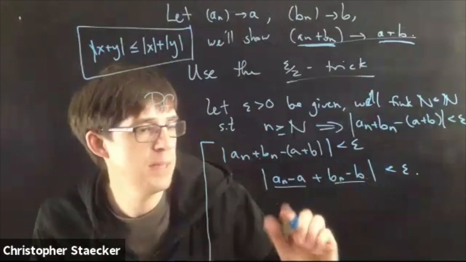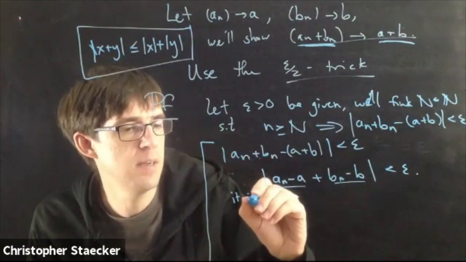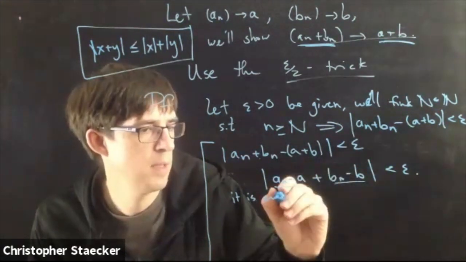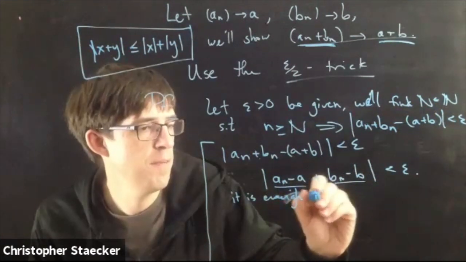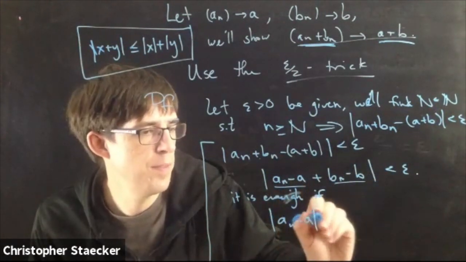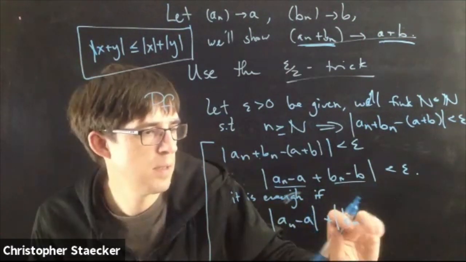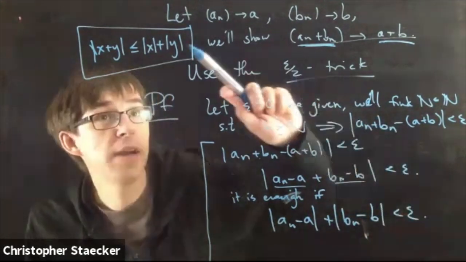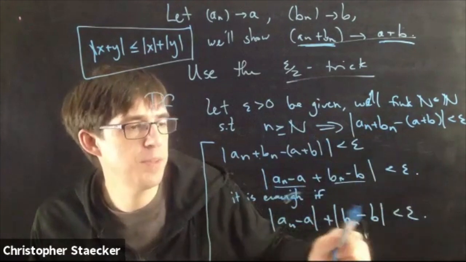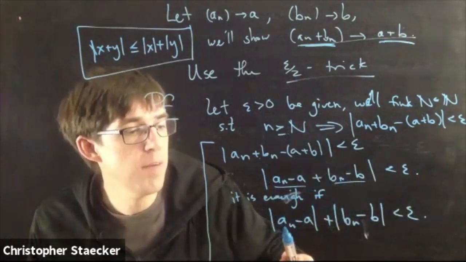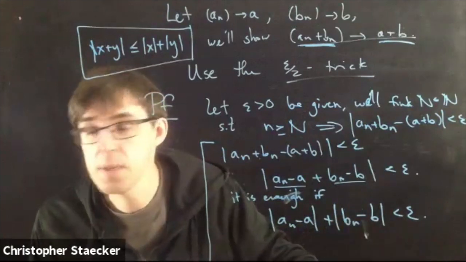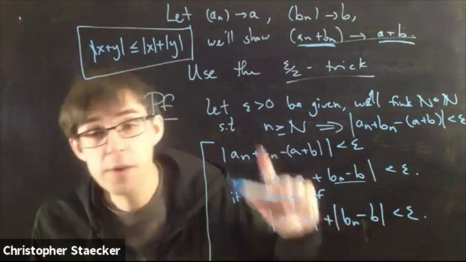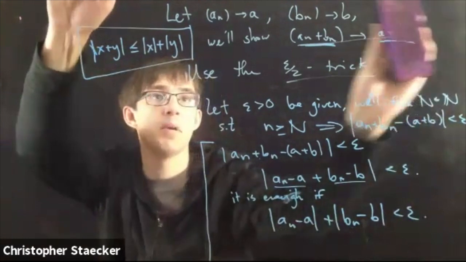So we need this thing to be less than epsilon. I'm going to say it is enough, E-N-O-U-G-H, if this is less than epsilon, right? I did the triangle inequality. See this, I need to make this less than epsilon, but this thing is even bigger. So it would be good enough if we were able to make this thing less than epsilon, all right? And why did I want that thing? Well, here comes the epsilon over 2 trick. I will continue up here.